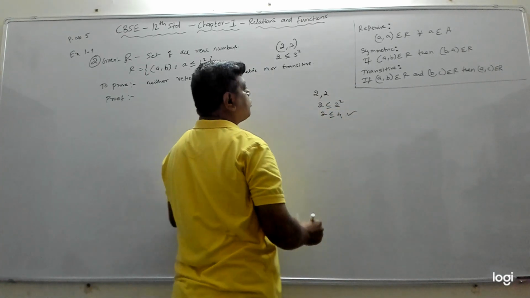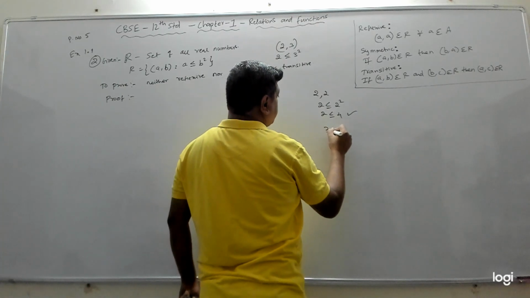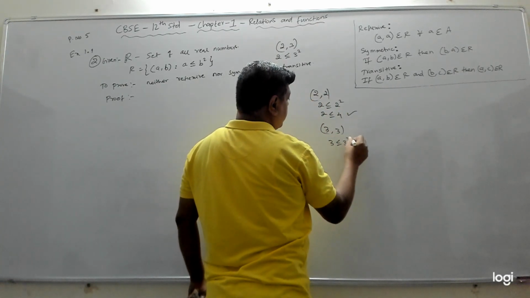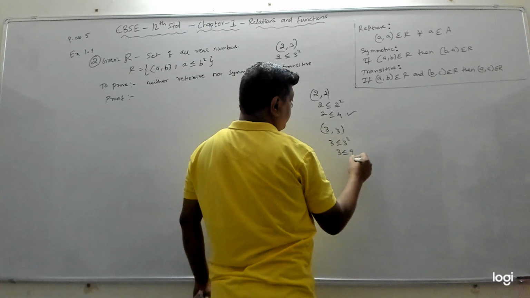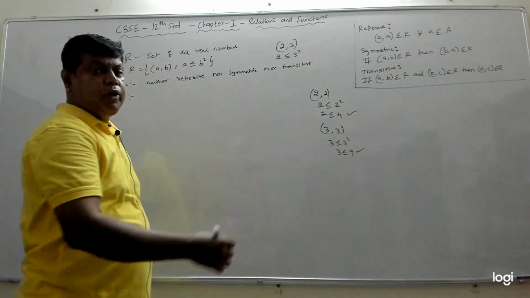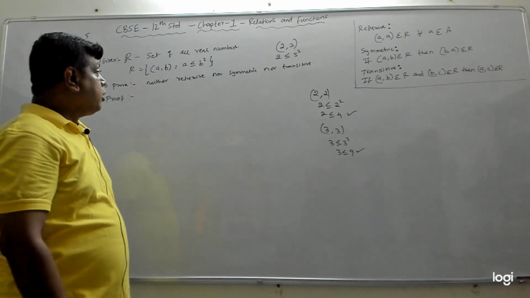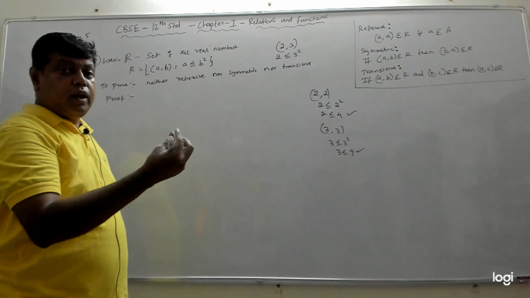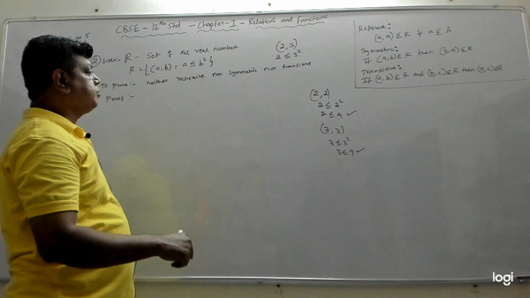Yes, it is true. Now let's check 3, 3. Is 3 less than or equal to 3 square? Yes, because 3 is less than or equal to 9, which is also true. So everywhere it is coming true. But we have to prove that it is not reflexive. Then let's try to consider a number between 0 and 1.